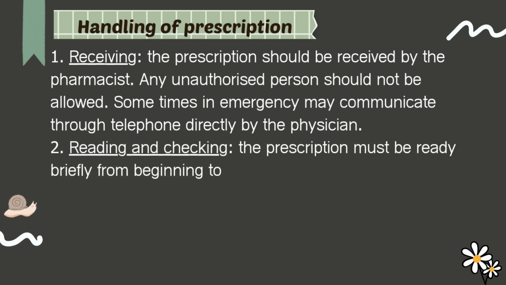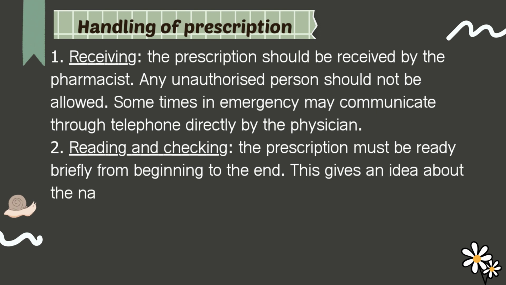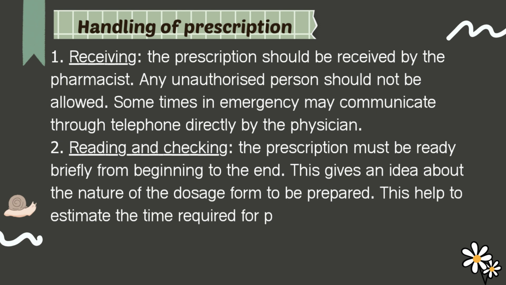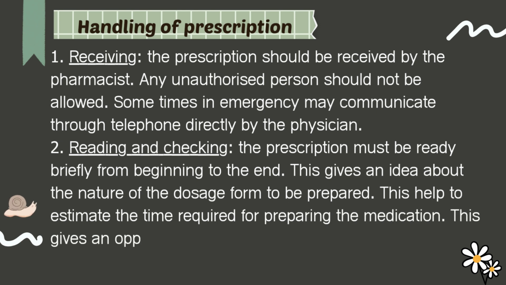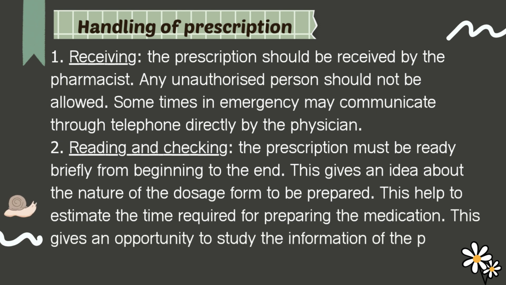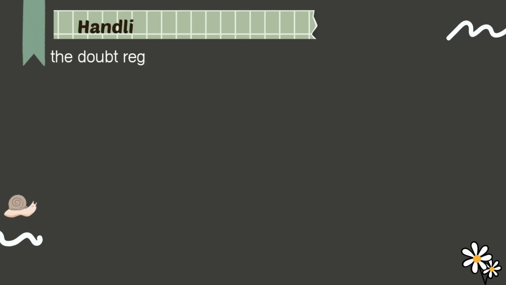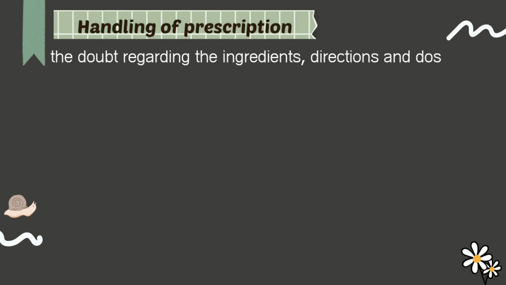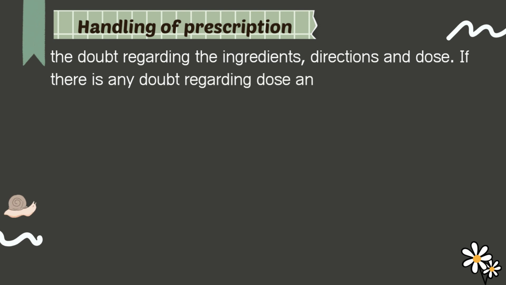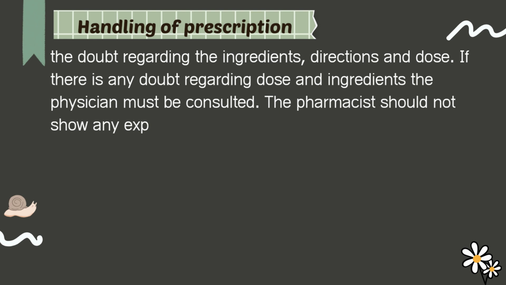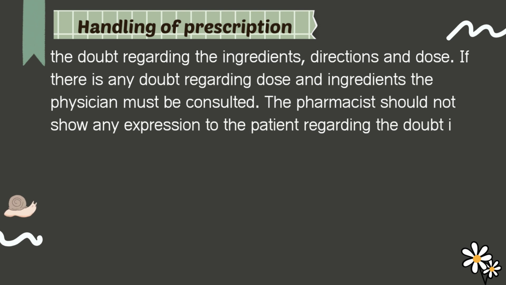2. Reading and checking. The prescription must be read briefly from beginning to the end. This gives an idea about the nature of the dosage form to be prepared. This helps to estimate the time required for preparing the medication. This gives an opportunity to study the information of the patient. Careful examination of the prescription is required to clear the doubt regarding the ingredients, directions and dose. If there is any doubt regarding dose and ingredients, the physician must be consulted. The pharmacist should not show any expression to the patient regarding the doubt in the prescription.